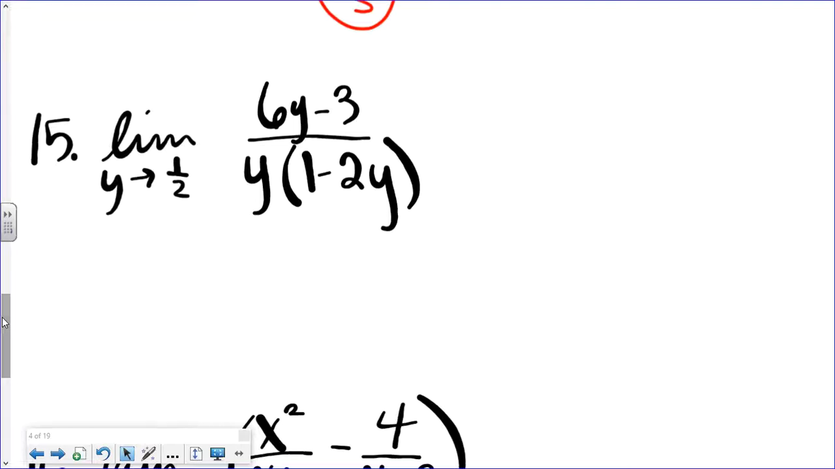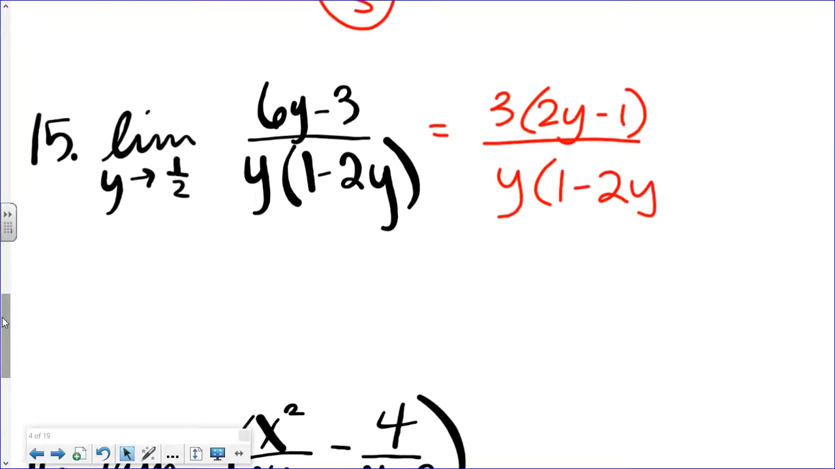Is a half a problem? Mm-hmm. So what are you going to do? Of what? 3? Do they cancel? They're opposites, so if I do cancel them, I got to put a negative out front. Now if you put in a half, what do you get? Mm-hmm. Yep, -6.